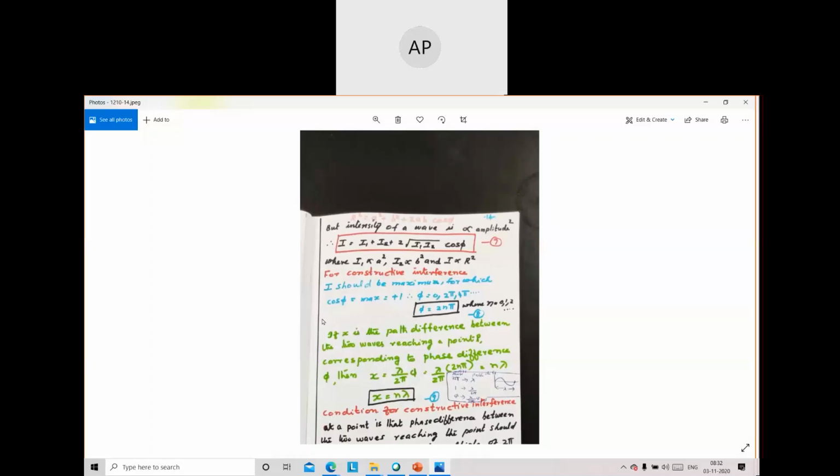Pi. Next value, 3 pi. Then 5 pi. Pi, 3 pi, 5 pi, 7 pi, like that: the odd integral multiple of pi. When we take the odd integral multiple of pi, we get minimum intensity. That is, destructive interference takes place.